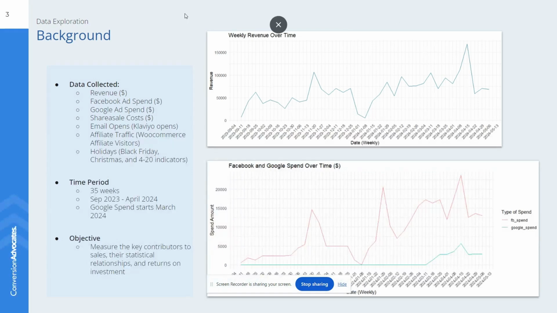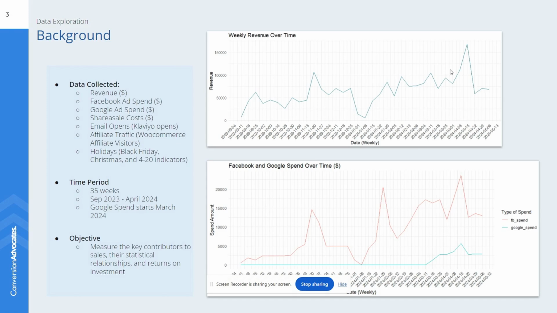So here are the different variables that were pulled from various paid media channels, as well as users and emails. It was over 35 weeks. Here's revenue over time. Here's Facebook ad spend over time. You can certainly see that there is some correlation. The more that Facebook spend spiked, the more that revenue tended to spike as well.